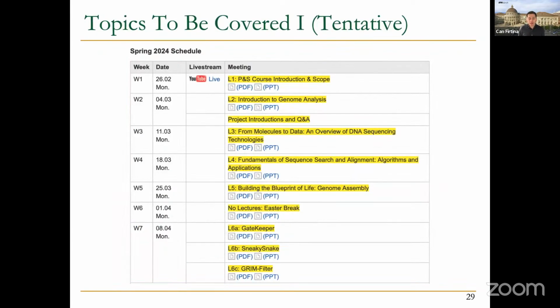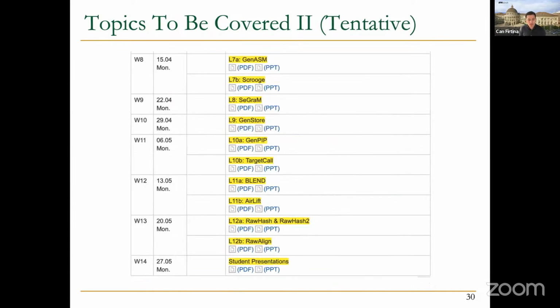So again, I want to show you the tentative schedule of our course. We're going to be starting with the fundamental steps in genome analysis, and then later on we're going to be diving into, let's say, the state-of-the-art works, some of them from our group, where we explain how we tackle certain problems in genome analysis, and also the methods that we propose to tackle these problems.